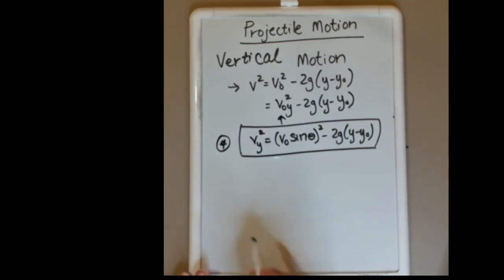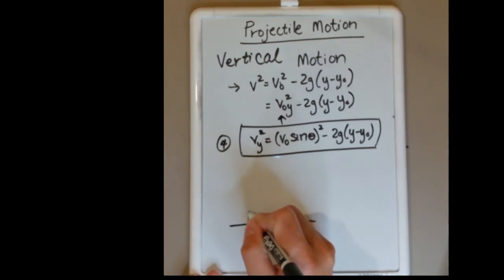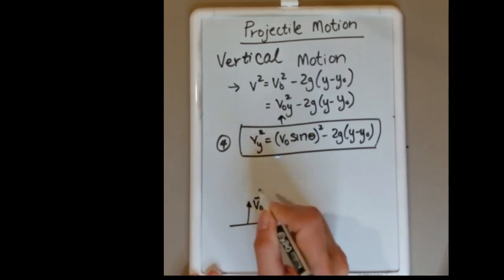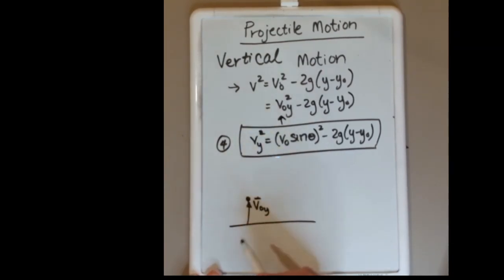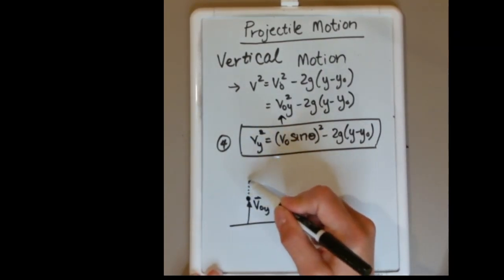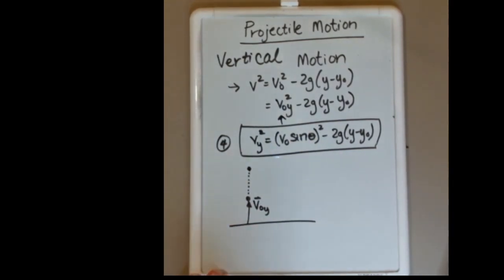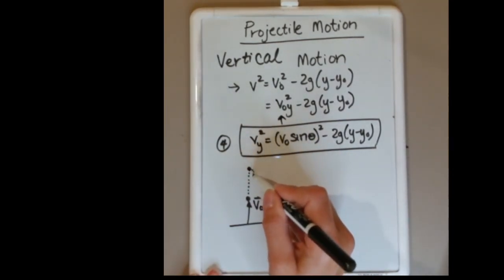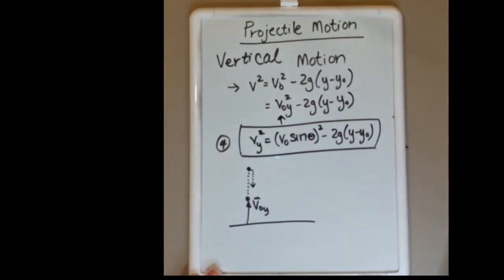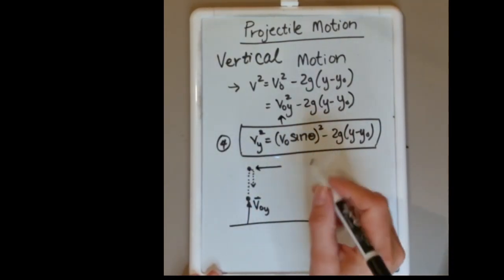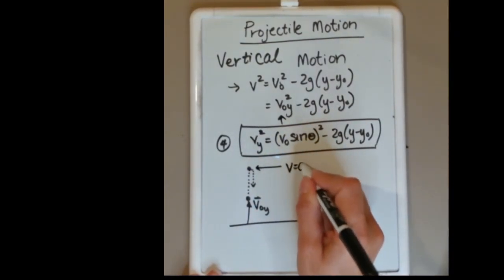So in the y direction, when you have a projectile, you toss it up in the air. That's your initial v naught in the y direction. It's going to travel up in the air, come to the top of its trajectory, and then start coming back down. At the top of its trajectory is where we have velocity equals 0.